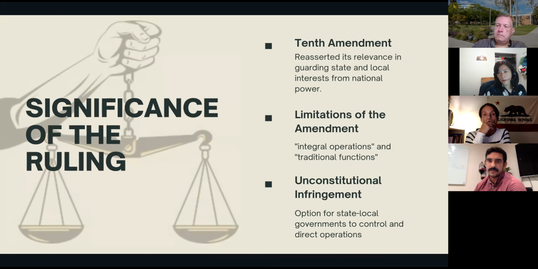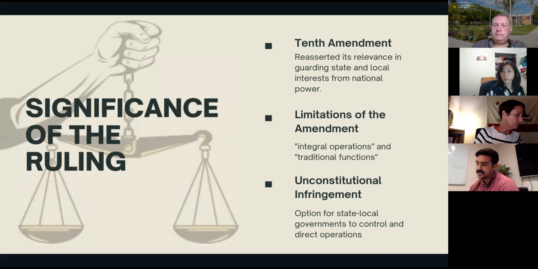Let's see, the limitations of the amendment. It defines the 10th Amendment limitations based on state and local governments as integral operations and activities that involve traditional functions. And then also there was unconstitutional infringement, the option for state and local governments to control and direct their own operations. So in the second case that the article presented, this was Garcia versus the San Antonio Metropolitan Transportation Authority.